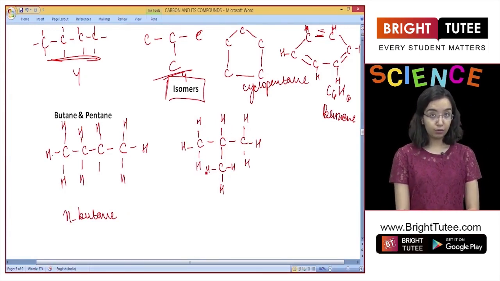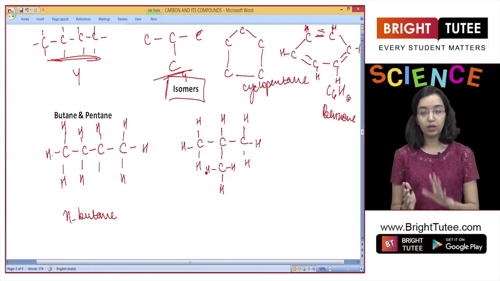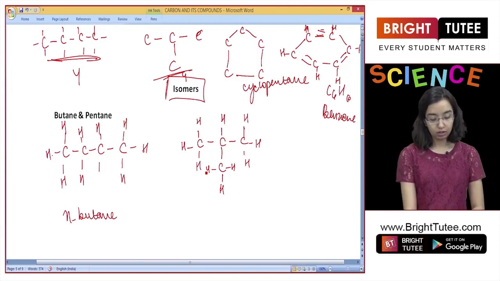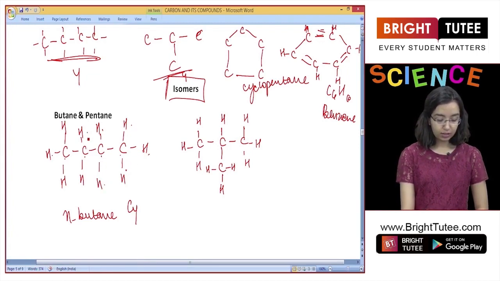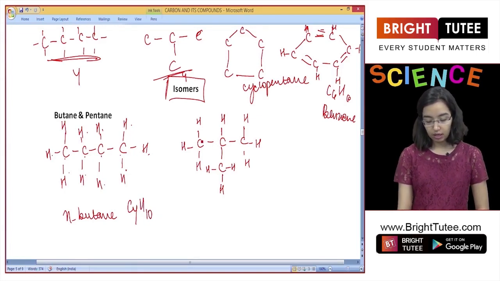Now let's count the number of carbon and hydrogen atoms just so you are sure that this will not change the number of atoms in the compound. So there are 1, 2, 3, 4 carbons, C is 4, H is 1, 2, 3, 4, 5, 6, 7, 8, 9, 10. So H is 10. Here carbon is 1, 2, 3, 4, and H is 1, 2, 3, 4, 5, 6, 7, 8, 9, 10. And this one is called isobutane.